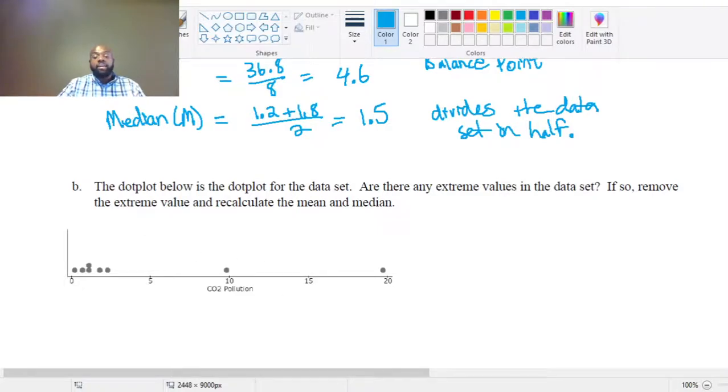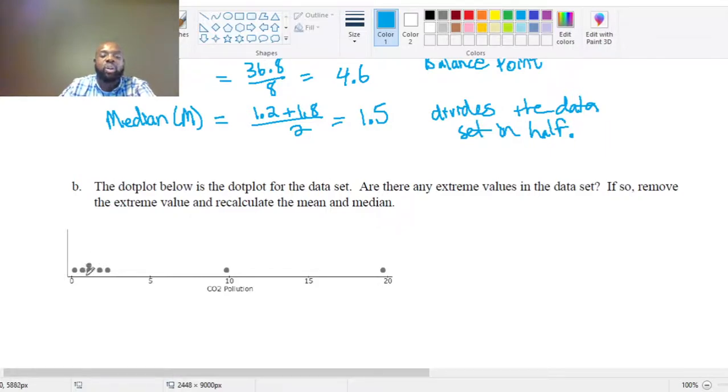Let's go to part B here. It says the dot plot below is the dot plot for the data set. Are there any extreme values in the data set? If so, remove the extreme value and recalculate the mean and the median. So what I'm going to do here is I have my dot plot. This is that 0.2, 0.7. Notice here, my dot plot put the 1.1 and 1.2 on top of each other.